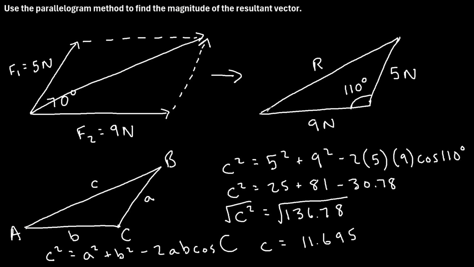And it's the magnitude, so this length right here, of the resultant vector. So the magnitude of the resultant vector is 11.695, and we can say newtons in this case. So that is our final answer. So that's how you can use the parallelogram method to find the magnitude of a resultant vector.